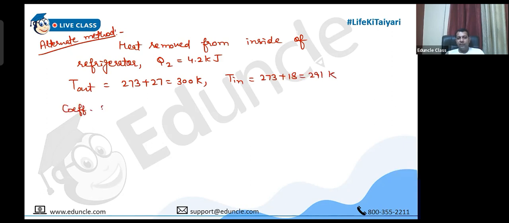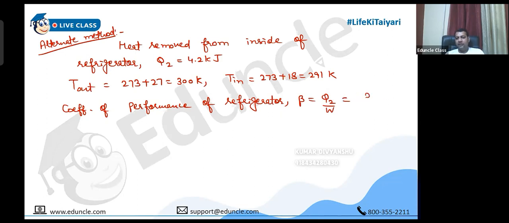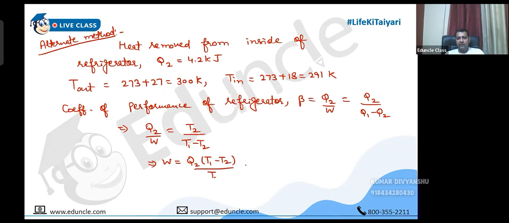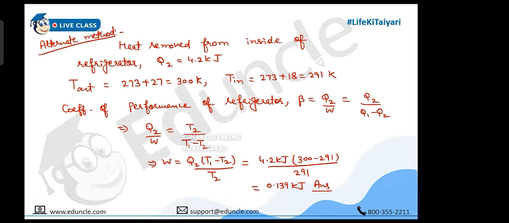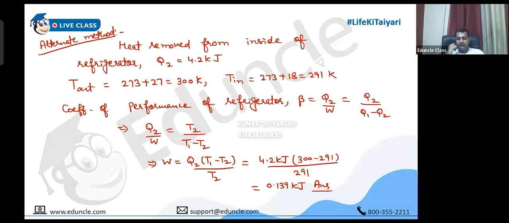Now, what is the coefficient of performance of the refrigerator? It is Q2 by W. Or can I write it as Q2 by Q1 minus Q2 or T2 by T1 minus T2? So W will be, earlier also we did one question similar to this one. Please solve this one. This will come out to be 0.139, near to the given answer. Please check everyone. Are you getting this?